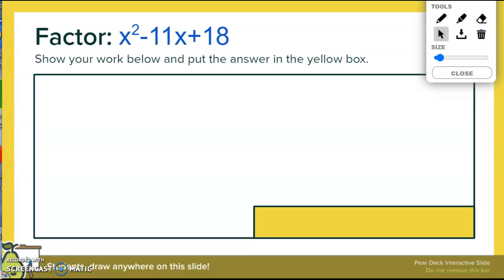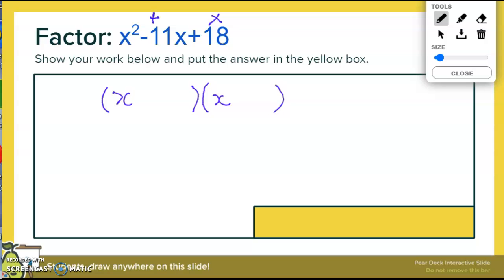Okay, second problem, x squared minus 11x plus 18. Now, we have 3 terms, but the coefficient is 1. That's the easiest type of factoring, because the only way you can get x squared is if you are multiplying x plus something times x plus something. So I'm going to start by putting in my x's. And then I'm looking for 2 numbers that multiply to positive 18, but add to negative 11.